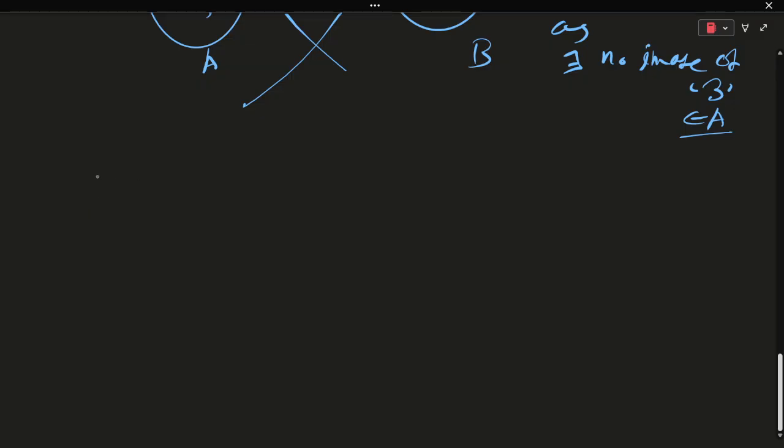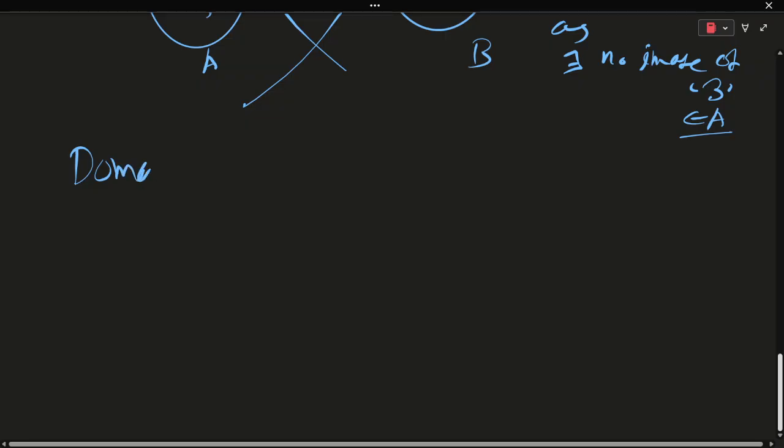So relation, we have read the image, range, domain of the function. Domain of the function.